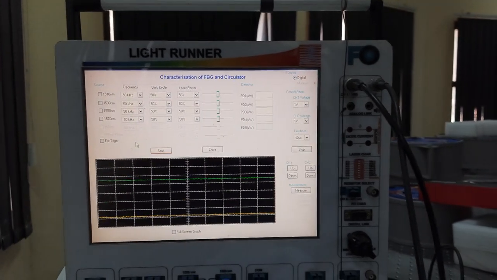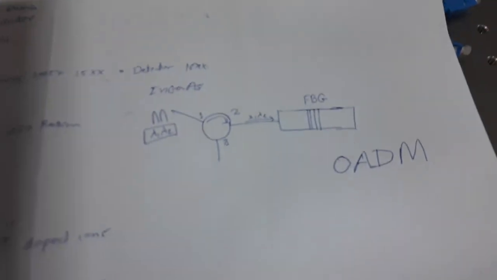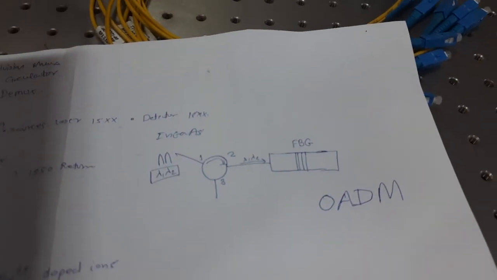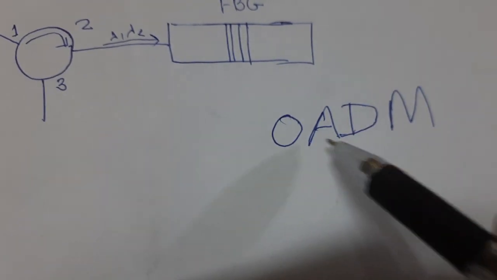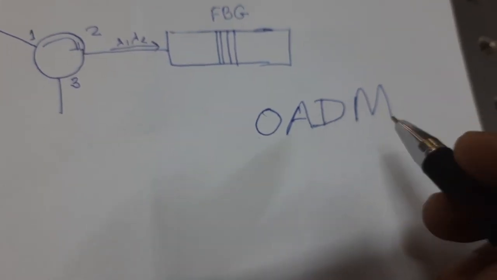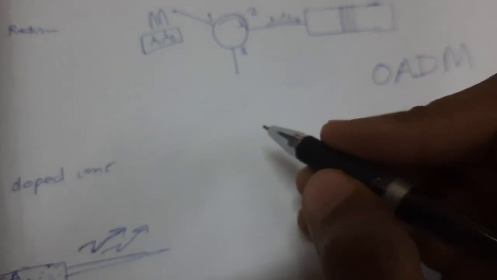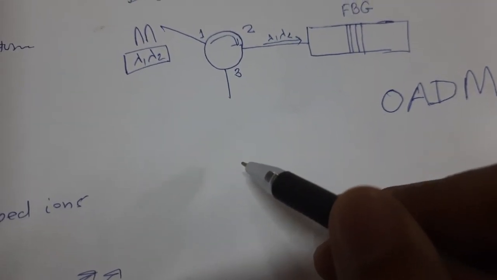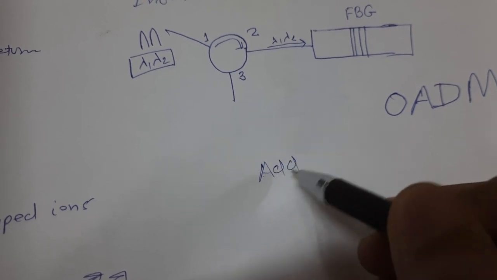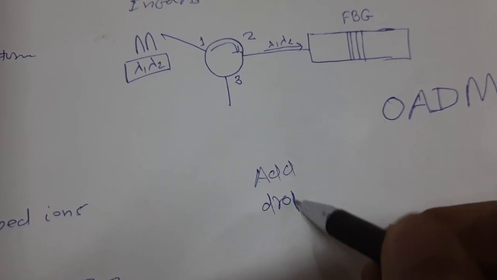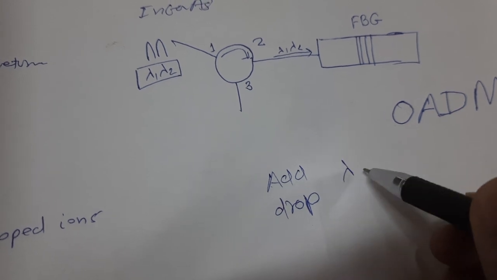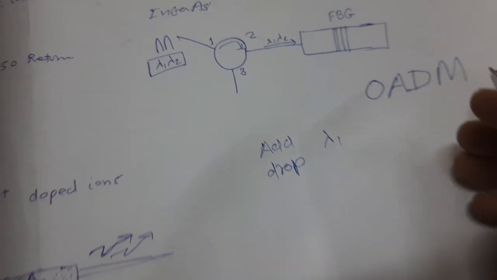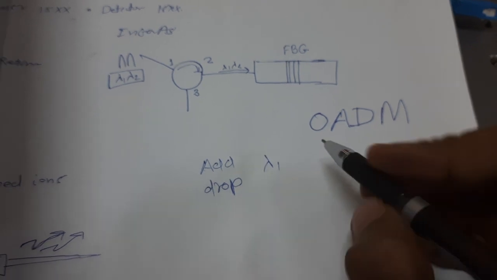Hello everyone. So the next experiment in this Lightrunner kit is the optical add-drop multiplexer, OADM. An optical add-drop multiplexer is something you use if you want to add or drop any signal from a multiplexed signal.